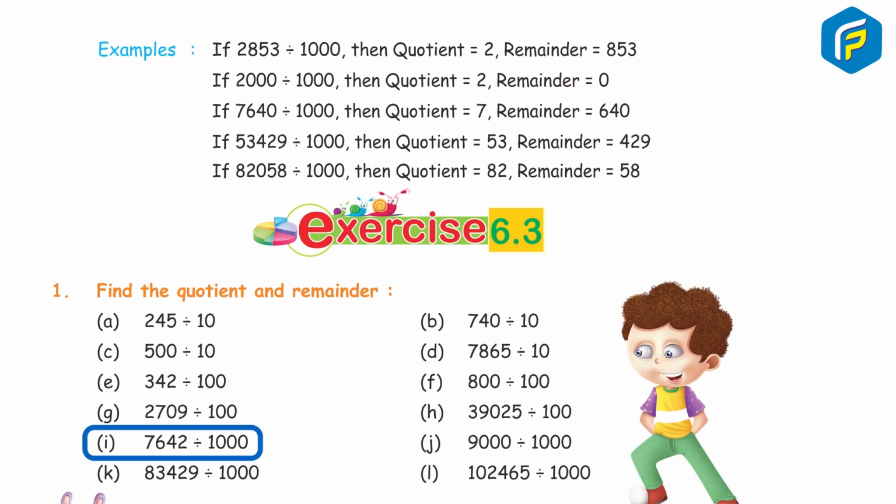I. 7642 divided by 1000. Quotient 7, remainder 642. J. 9000 divided by 1000. Quotient 9, remainder 0. K. 83429 divided by 1000. Quotient 83, remainder 429. L. 102465 divided by 1000. Quotient 102, remainder 465.